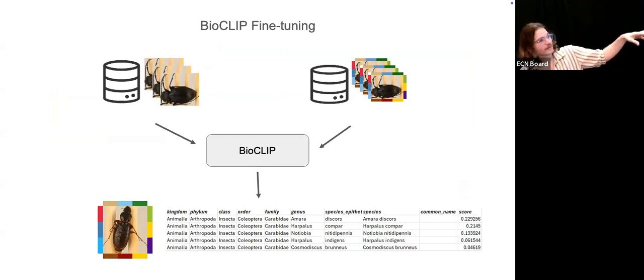So we fed all these images, we got out some results, and we had this question of, well, what is the AI looking at?